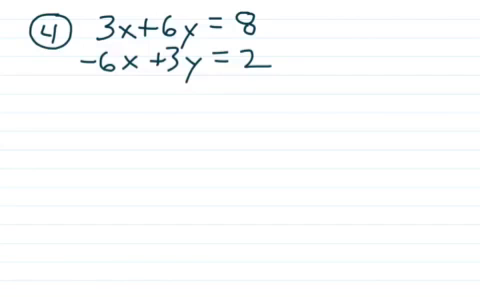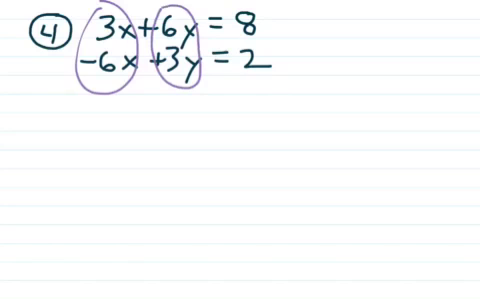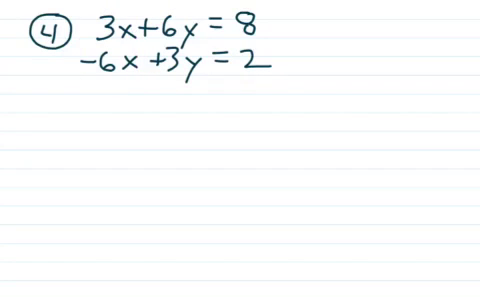Notice right here, I have 3x and minus 6x. And right here, I have 6y and 3y. Now, since we're using the elimination method, one of those somehow has to cancel out. So what I've decided to do here is multiply this first equation by 2. And if you don't know yet why, I will explain later. But let's do the math first.